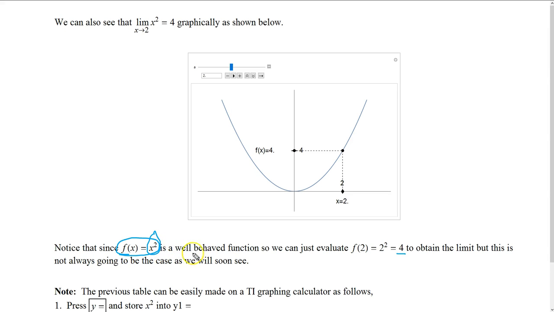Here's a little note down here about how you can create a table on the TI-89 graphing calculator and the TI-83.